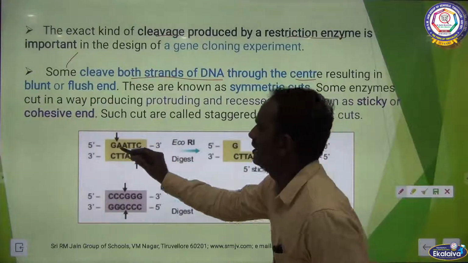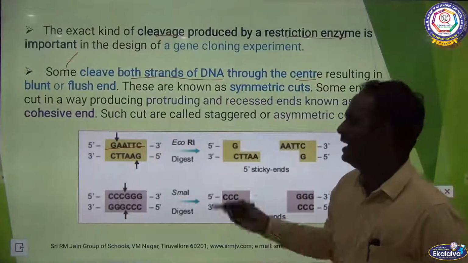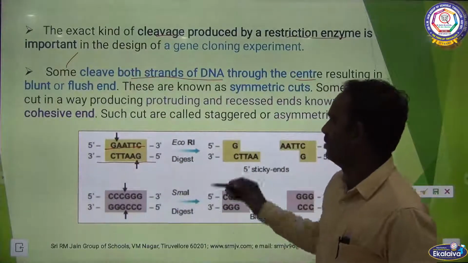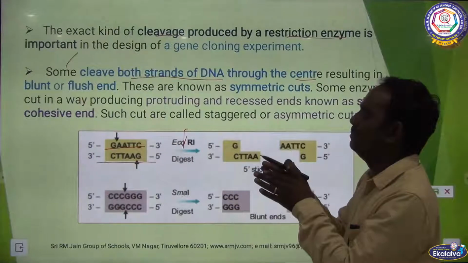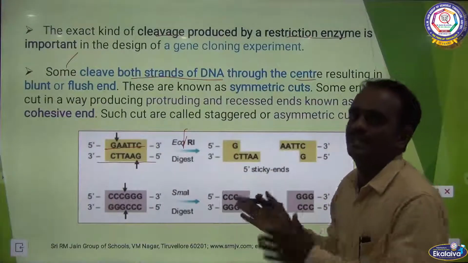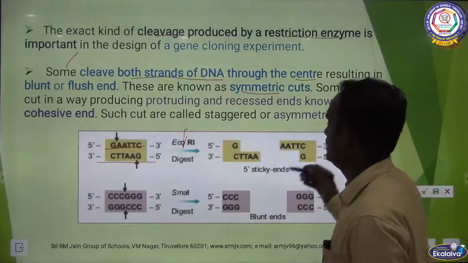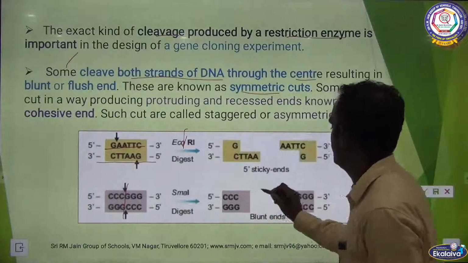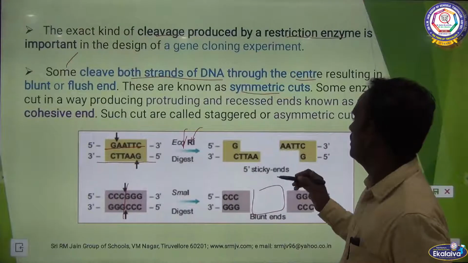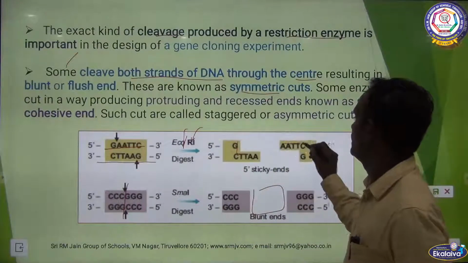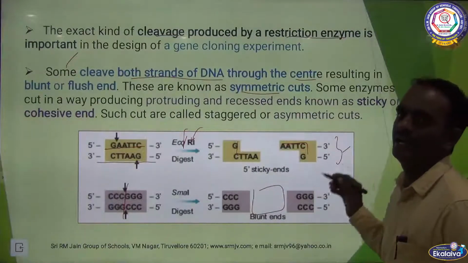See the sequence here, GAATTC. This is one strand, from 5' to 3' end. Another one is from 3' to 5' end. With the help of the EcoRI enzyme, this enzyme cuts the sequence in the middle. Now we are getting symmetrical cuts. But EcoRI cuts the sequence dissimilarly, that is asymmetrical. This type of cut is called a sticky end or cohesive end.